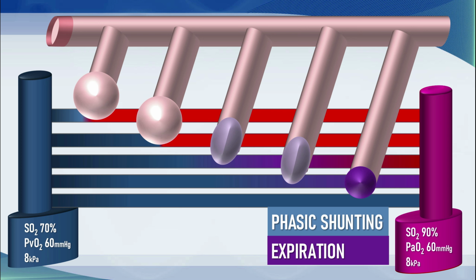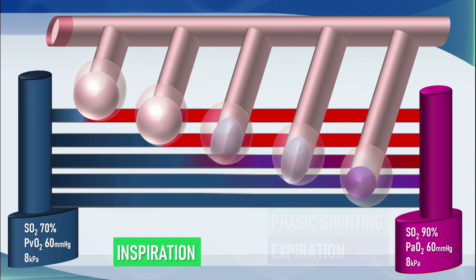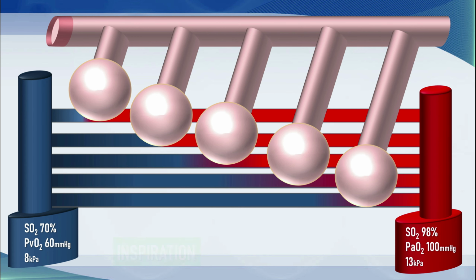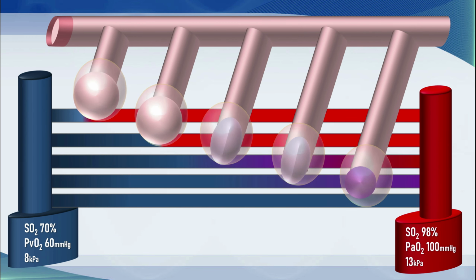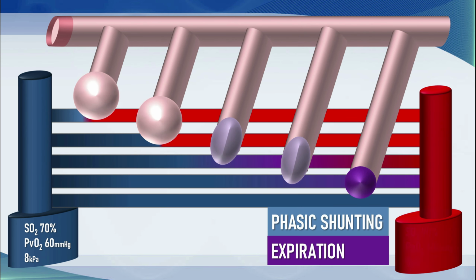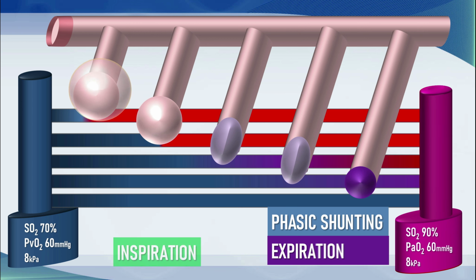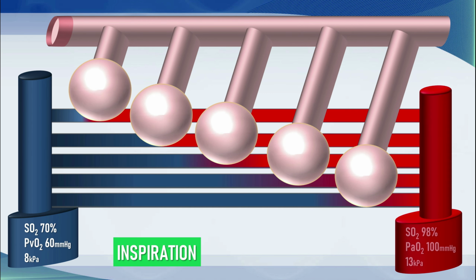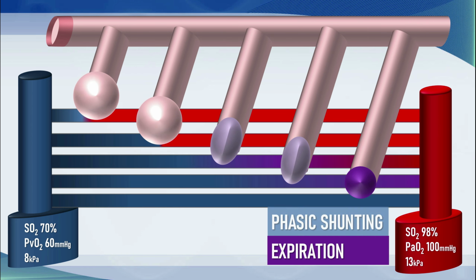The pulse oximeter averages over maybe 15 to 30 seconds, whereas the blood gas captures whatever is running through the artery at that particular point in time. So let's just run through that again. Inspiration, and then expiration, and phasic shunting. Inspiration, expiration, and phasic shunting. Well, what can you do about that?